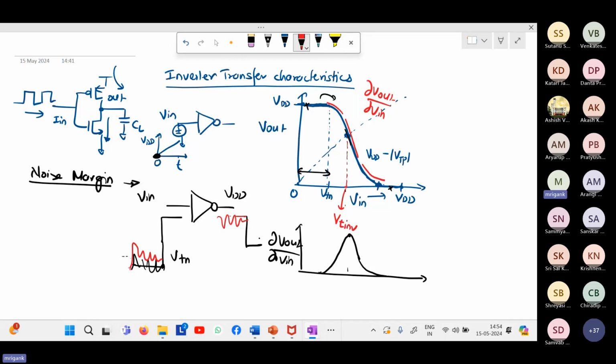All of you are able to follow this? As per these characteristics, as long as the input signal is lower than VTN, the output is still settled close to VDD, it is not changing much. But the moment it crosses this VTN value, then you start getting prominent disturbances at the output. And then what will happen? It will amplify further. If this signal goes to the next stage inverter, it will get further amplified because this is a high gain region.